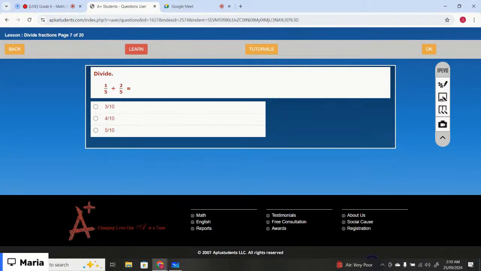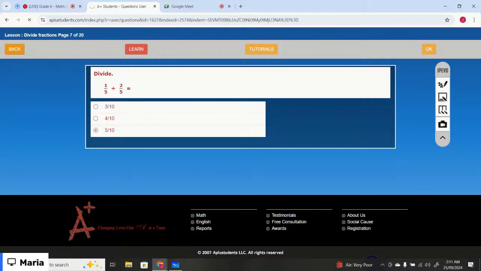The next one is 1 by 5 divided by 2 by 5. The correct option is 5 over 10. That is 5 over 10. Option number 3 is the correct option.